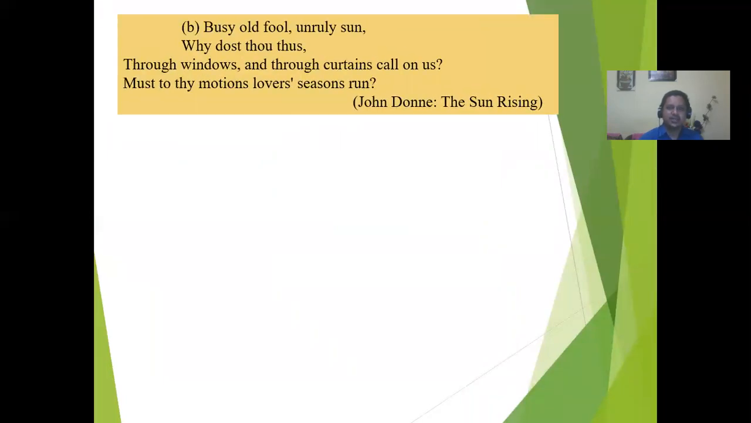So more examples. Busy old fool, unruly sun, why dost thou thus through windows and through curtains call on us? Must to thy motions lovers' seasons run? John Donne, The Sun Rising. Here actually the sun has been personified. Sun is called busy old fool, unruly sun. So human characteristics are given to sun.